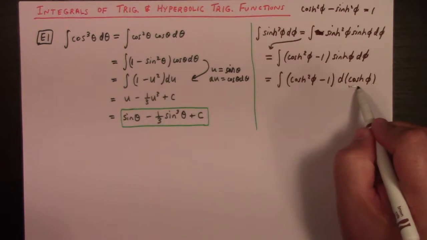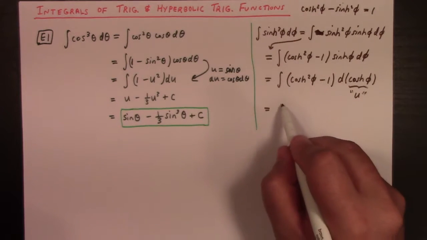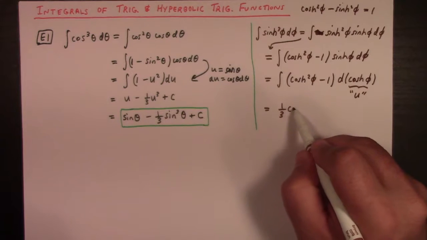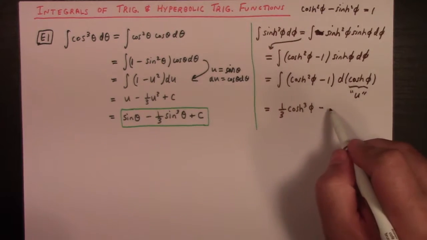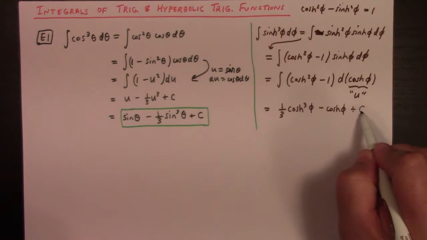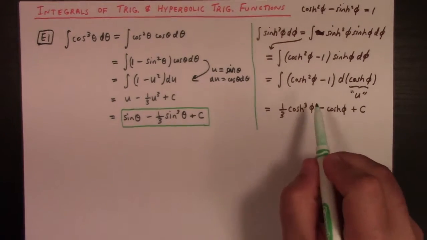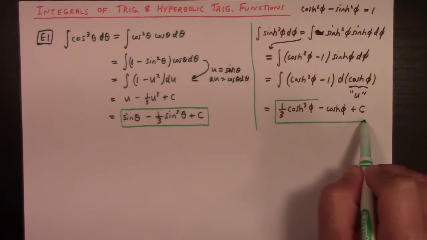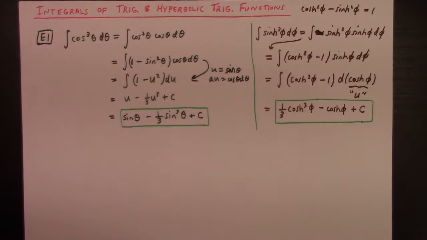So basically I'm thinking of this as my u, right? Anyway, so what you get is 1/3 cosh cubed minus cosh phi plus a constant, and there you have it. The integral of the cube of hyperbolic sinh is almost the same as the one we just did for cosine cubed.